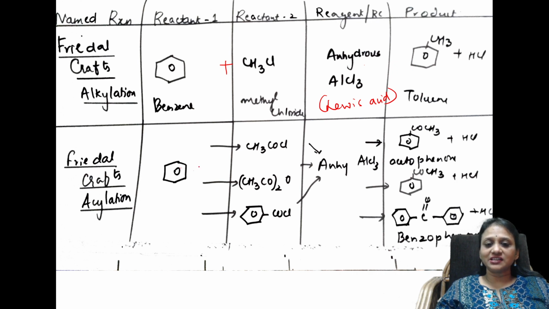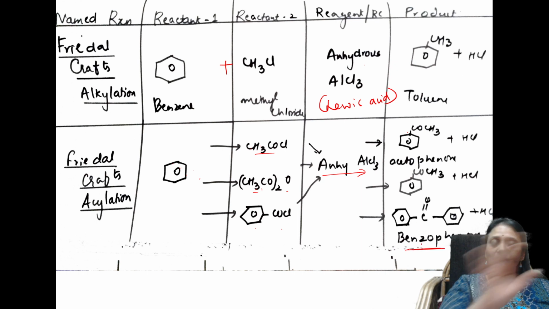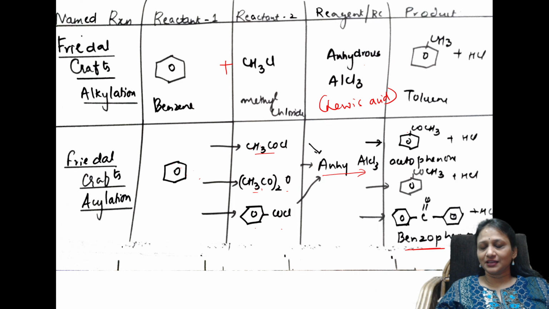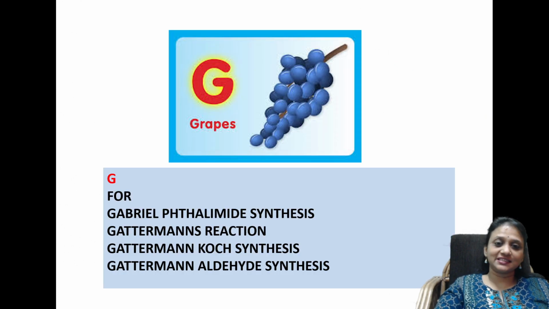So Friedel-Crafts acylation can be done with benzene in combination with acetyl chloride, acetic anhydride, or benzoyl chloride, all the three. What do you require? You require a Lewis acid, anhydrous AlCl3. In the first case and the second case, when you react benzene with these two, you will be getting acetophenone, both the cases. And when you react with benzoyl chloride, you will be getting benzophenone. So I have written all the reactions in one page. Is it useful, students? Yes.